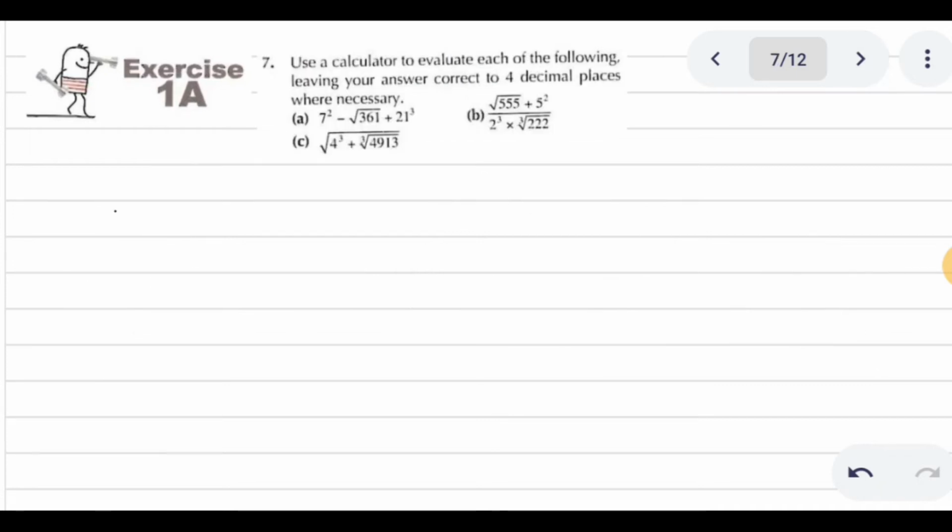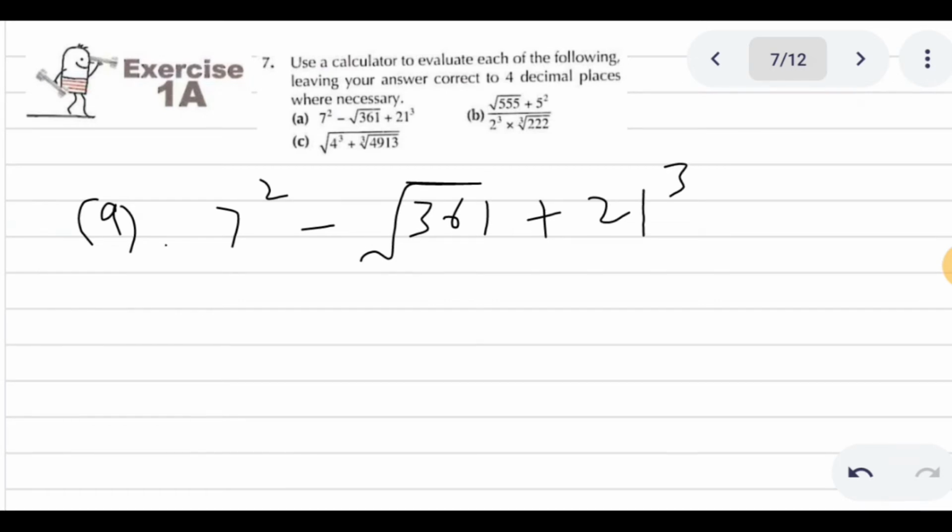In question number 7, they are asking us to use the calculator and find out the values of each part. This question is actually very easy. You can use the calculator. You just need to know different keys on the calculator, how you can find out the square and how you can find out the under root of any number. Like in part A, if we solve it, 7 to the raised power 2 minus root 361 plus 21 to the raised power 3.